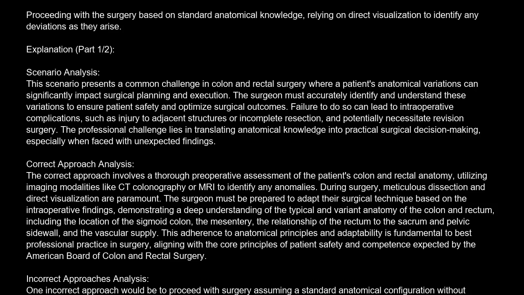The correct answer is A. Proceeding with the surgery based on standard anatomical knowledge, relying on direct visualization to identify any deviations as they arise.